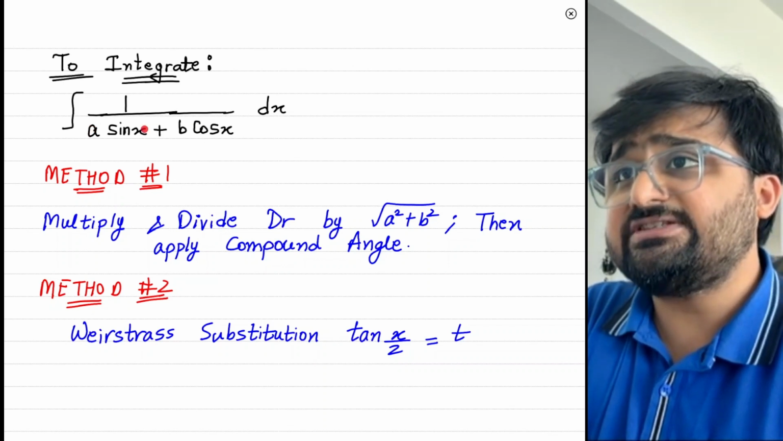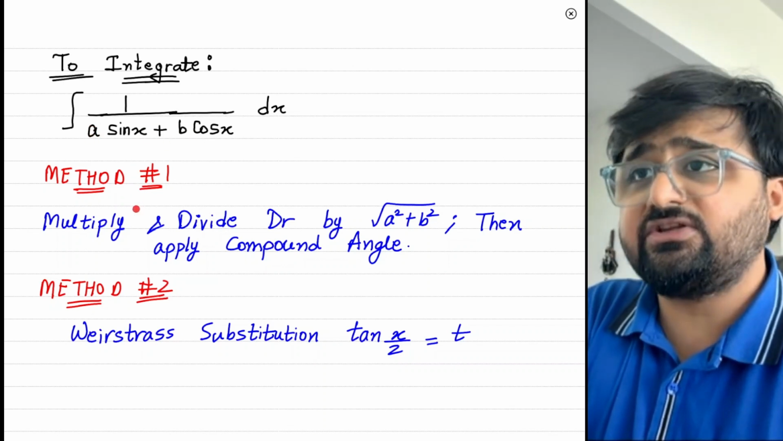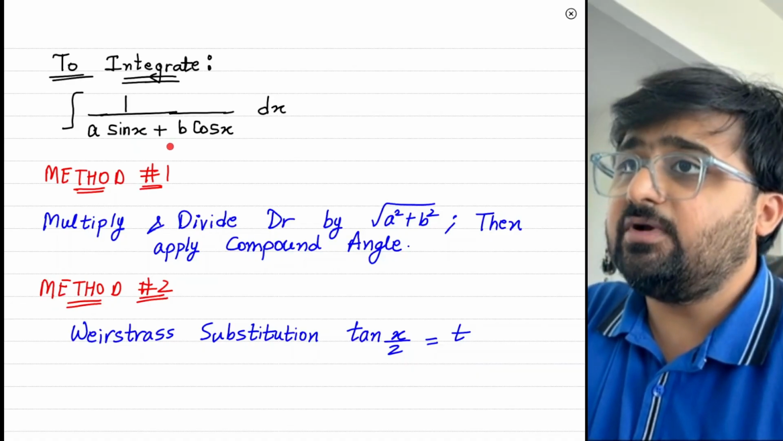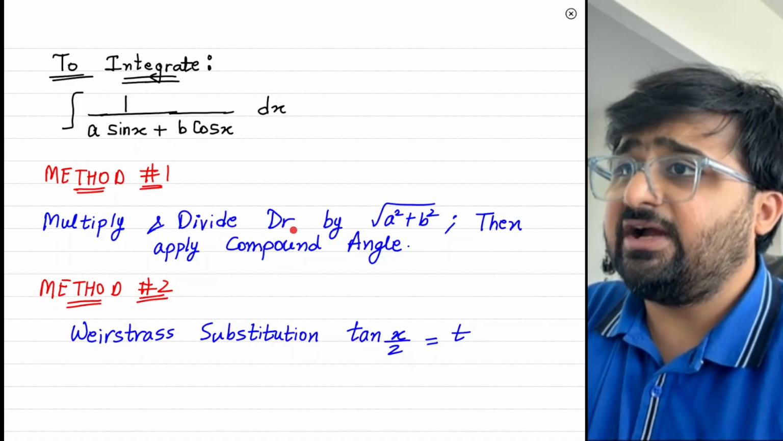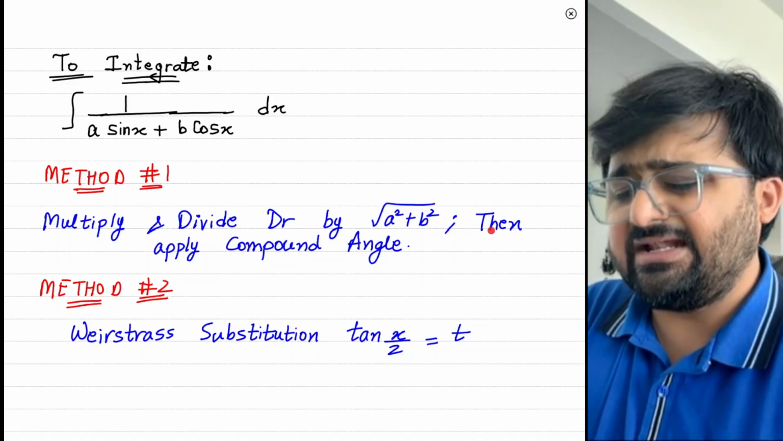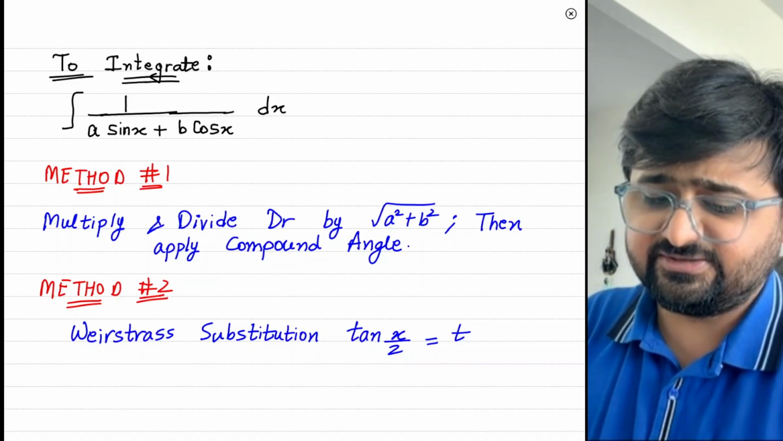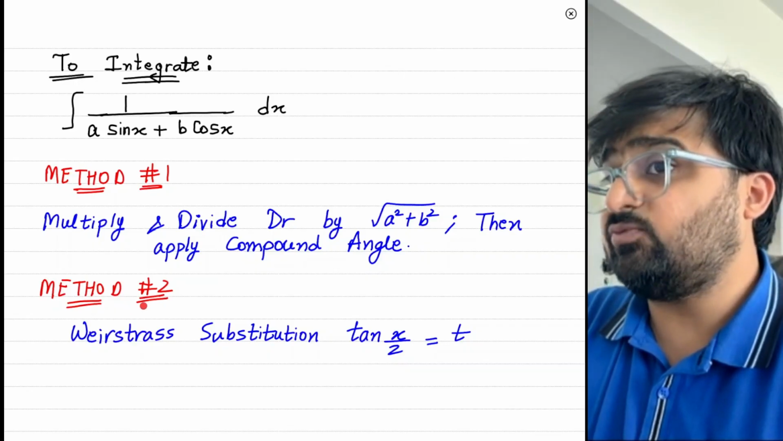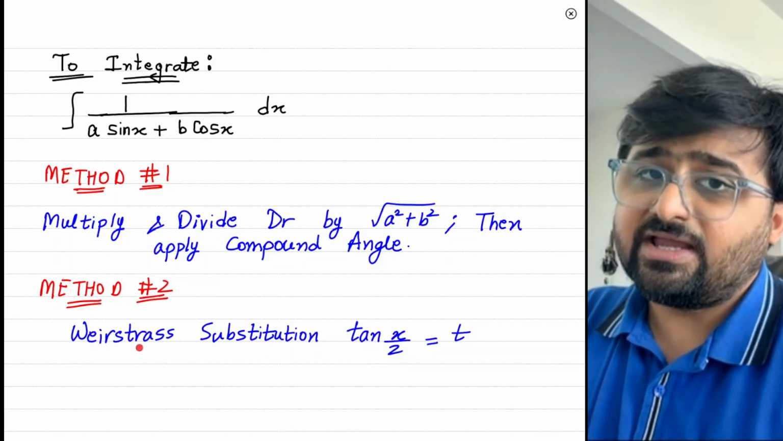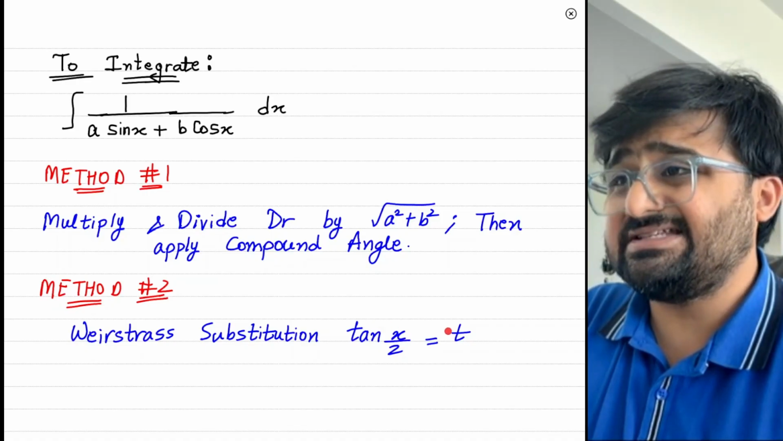Remember, whenever you want to integrate 1 over a sin x plus b cos x, or in other words, the function which is linear in sine and cos in the denominator, there are two methods to integrate that. Method number one is you multiply and divide the denominator by square root of a square plus b square. And then you can apply the compound angle formula. I'll exactly show you how to do that method in this video. Method number two is Weierstrass substitution, which is essentially a substitution of tan of x by 2 is equal to t.